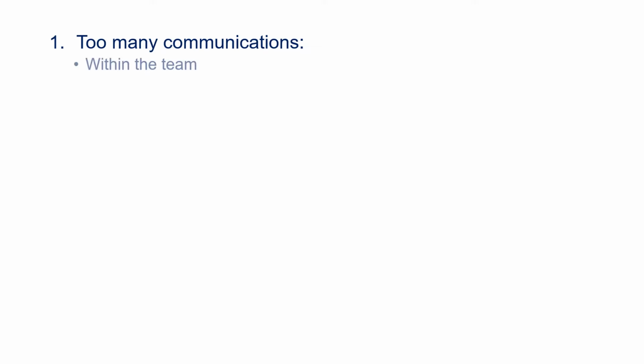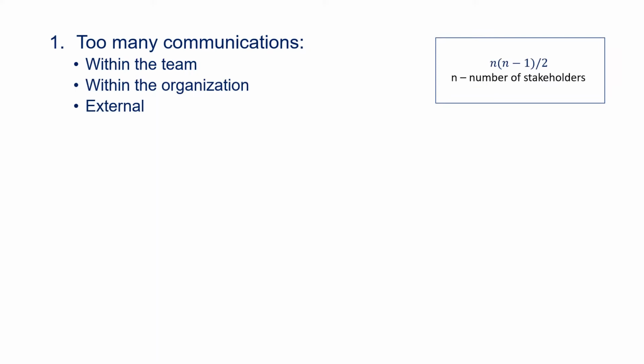But before we jump into specifics of Microsoft Teams or Slack functionality, let's try to understand what the problems are that we're trying to solve here. Well, the first one, as I'm a project manager, is too many communications. That's the biggest problem I have. These can be communications within the team, with other stakeholders in your organization, and external communications, for example, with clients.